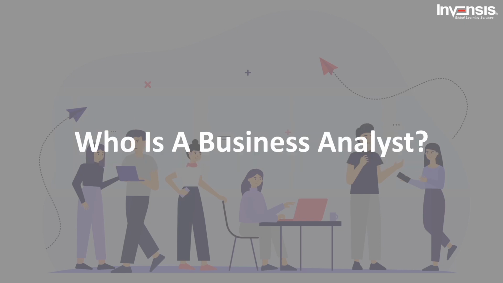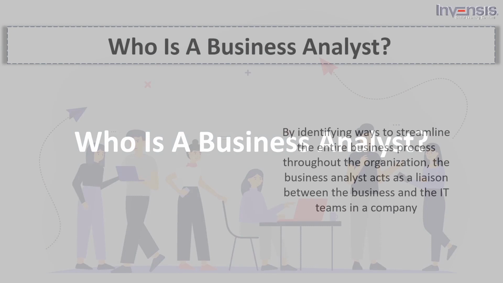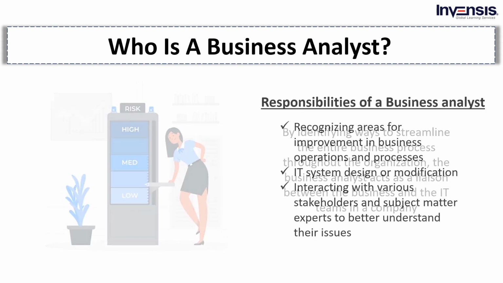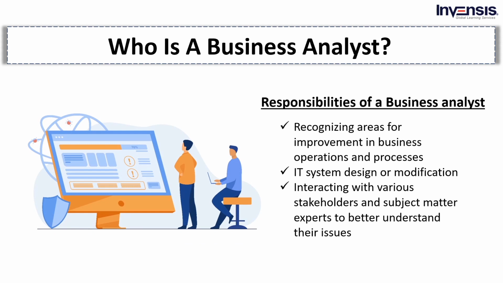We will first talk about who is a business analyst. By identifying ways to streamline the entire business process throughout the organization, the business analyst acts as a liaison between the business and the IT teams in a company. In addition, they communicate with various departments within an organization and recommend solutions to difficult problems. While a business analyst's responsibilities have evolved, in general, we can say that a business analyst acts as a change agent in the organization.